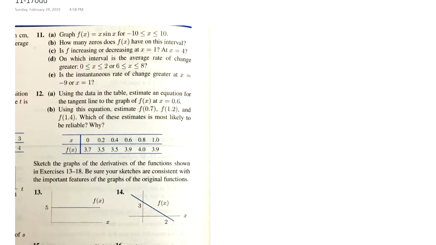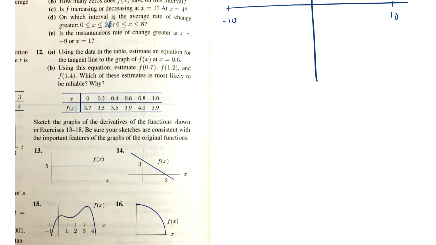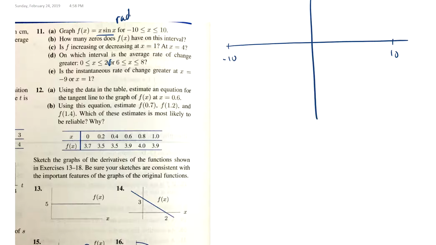Okay, number 11. Graph x sine of x. Oops, let's do it like this. From negative 10 to 10, so out here at negative 10 to 10. Looks like it does something like this. And you just do this on your calculator. Make sure you're in radian mode. So it looks like it does this. It does the same thing on the other side.